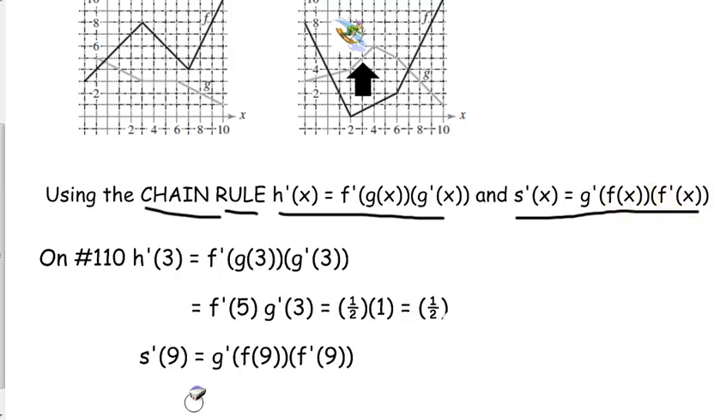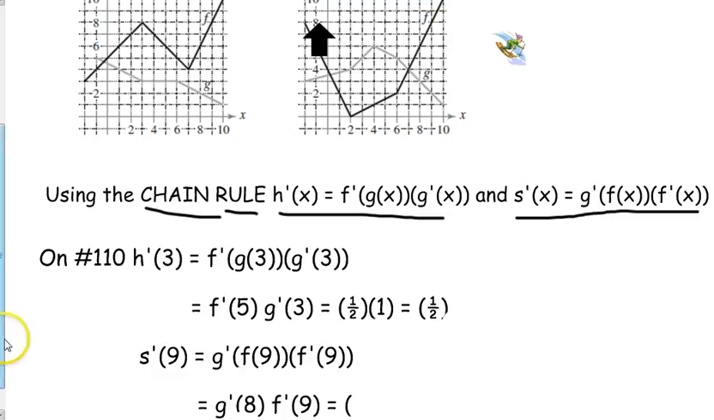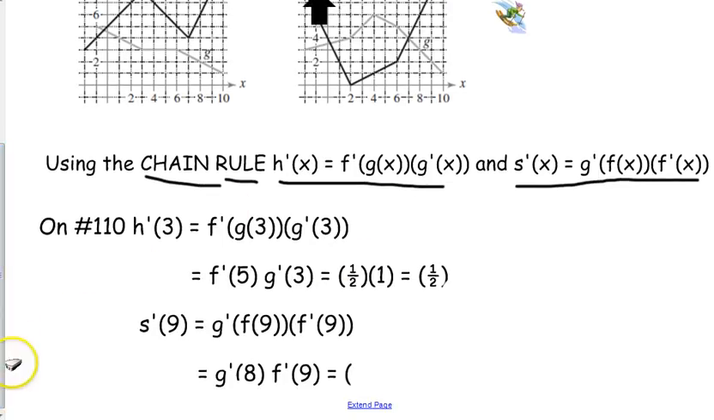Then, the first thing I'm going to do is I'm going to find f of 9. That's the easiest thing to find. So I'm going to come to my f function here, and I'm going to go to an input of 9. And if I come up here, that seems to be 8, I believe. So I'm going to plug 8 in for f of 9. I'm going to have g prime of 8 times f prime of 9. Now I need to find these derivatives, and again, a derivative is really a slope.